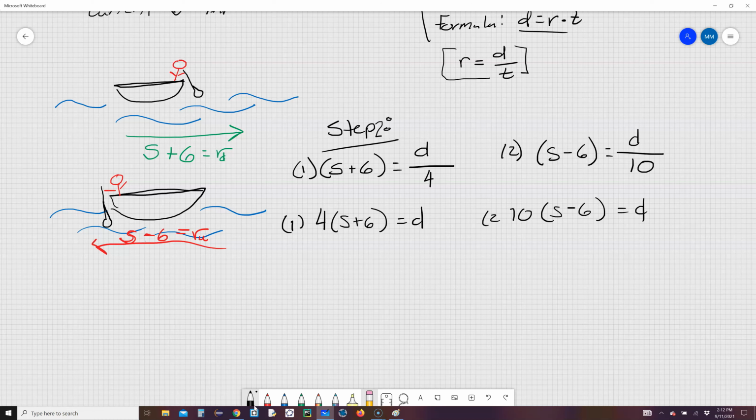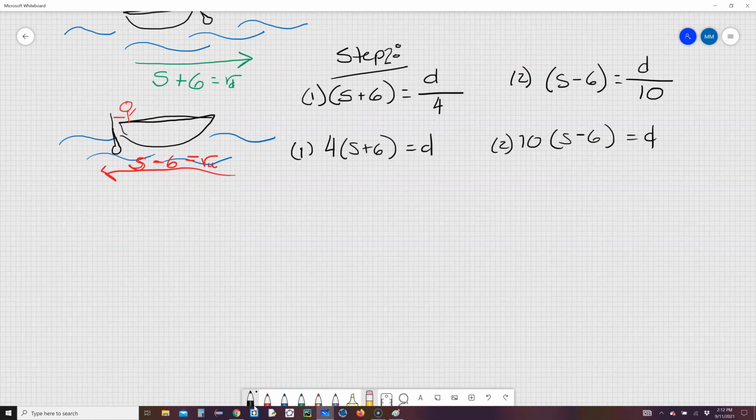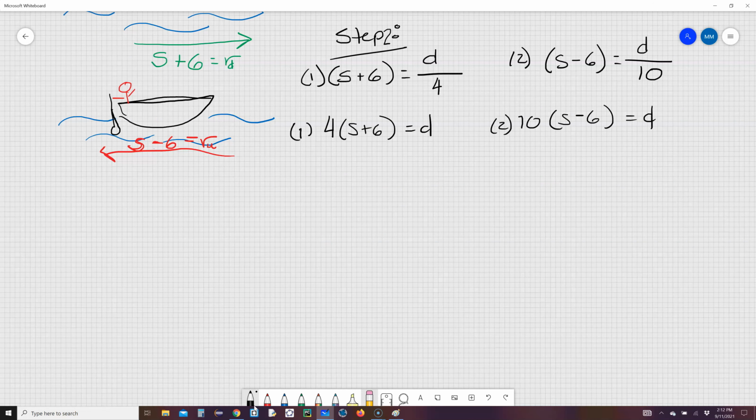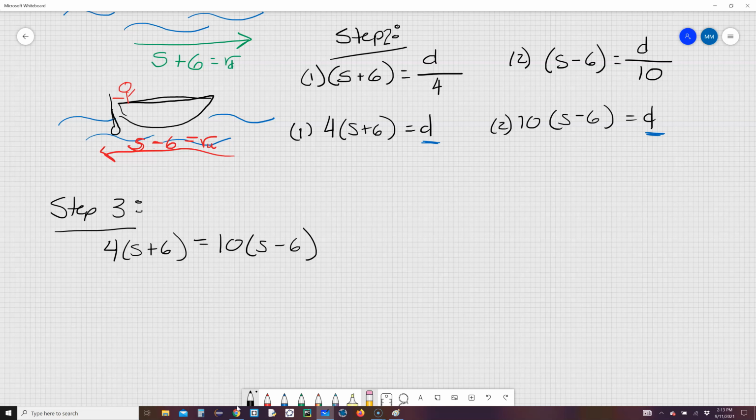Equation 1, equation 2. We can move on to step 3, which says do the manipulation, do the solving, do the algebra stuff. We could use substitution or elimination here. Looking at this, I think I would like to use substitution. Notice that both of these are already solved for the distance d. So it would be very simple for me to just pick one of these up and slap it up into the other one. So 4s plus 6 equals d, but I have over here that d is 10 times s minus 6. Now I have a single linear equation in a single unknown.